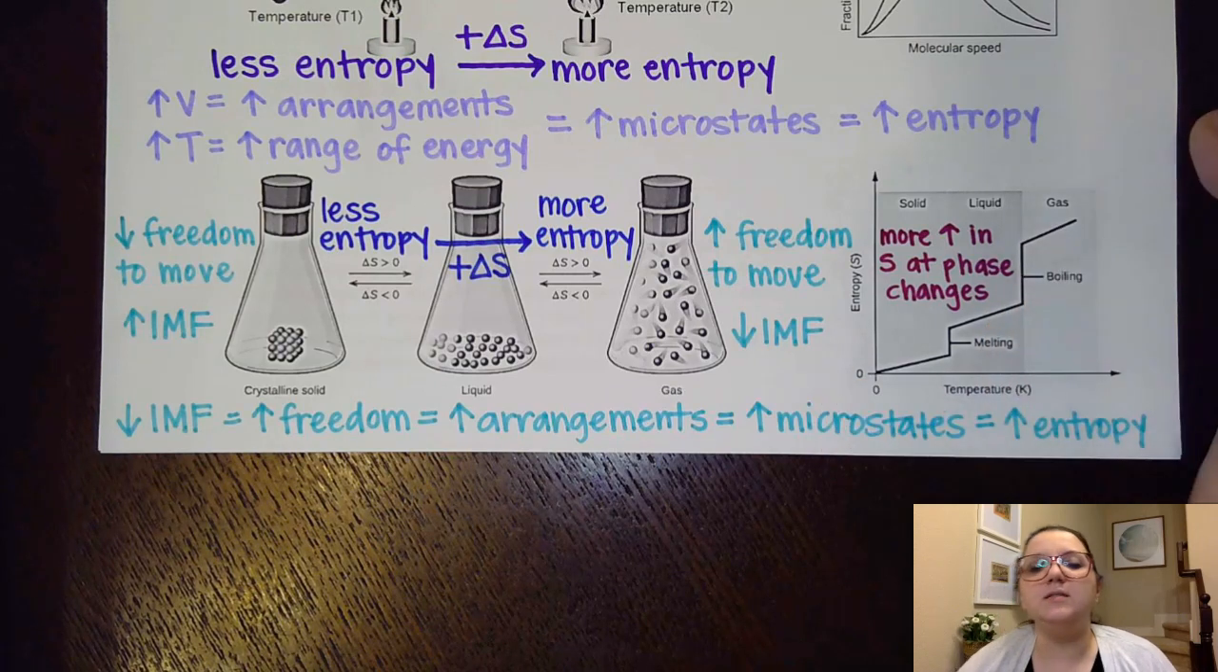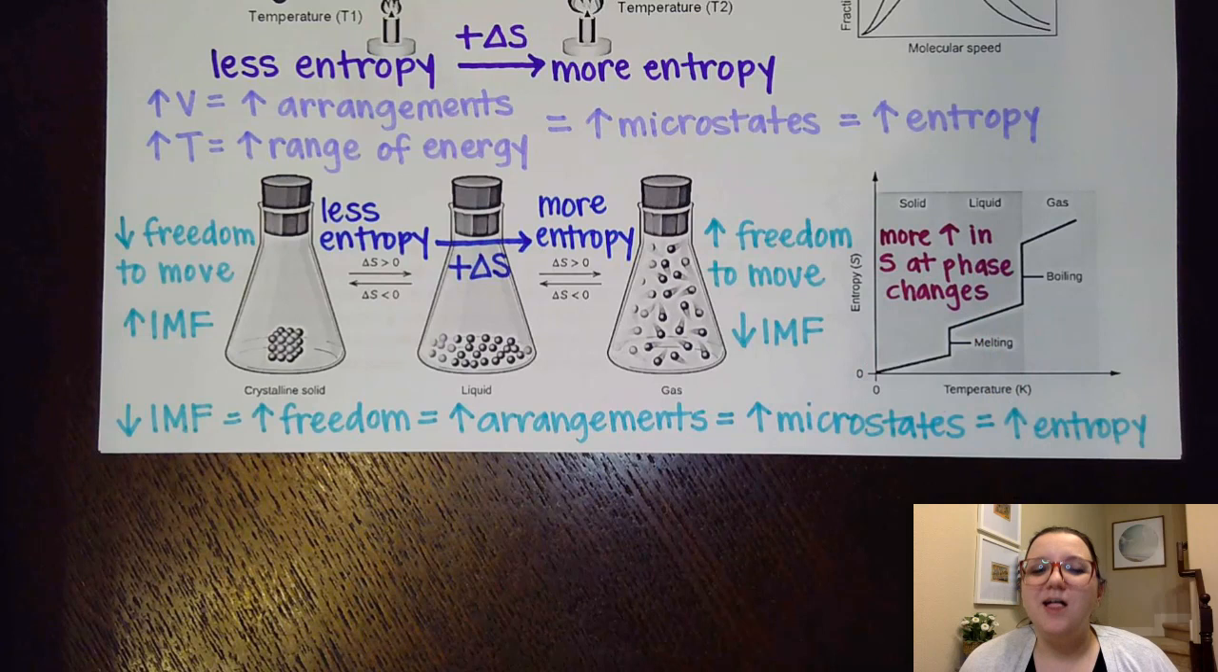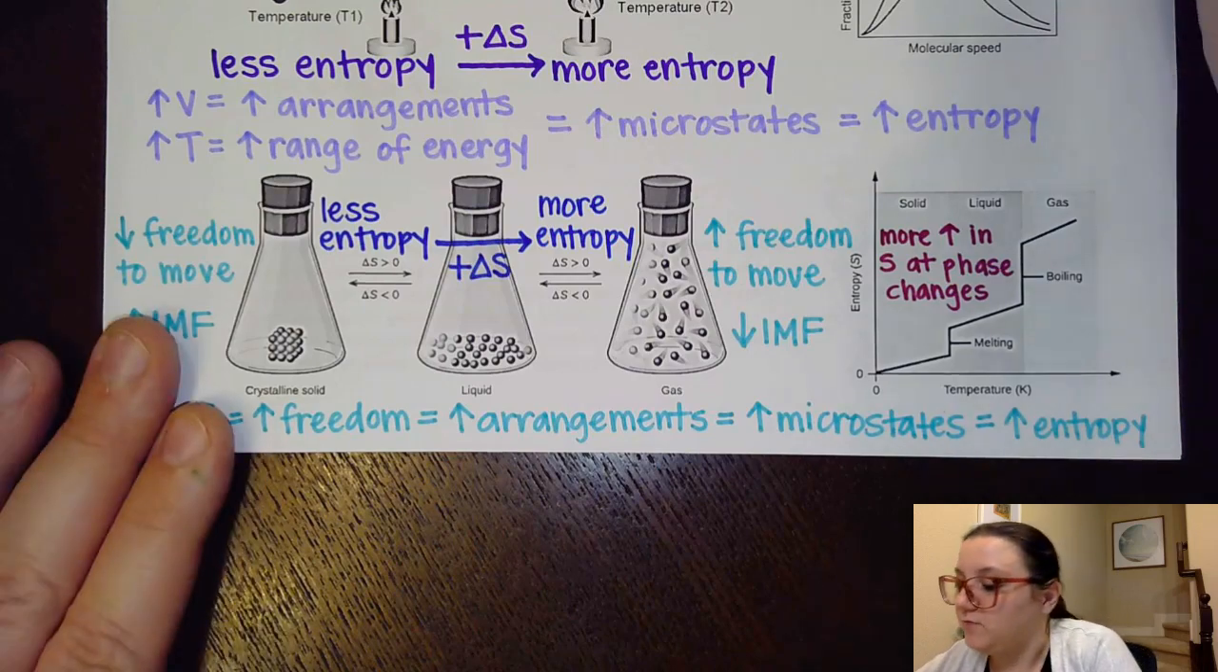So while entropy is increasing all along here, I see more increase in entropy at a phase change than I do if I'm just simply increasing temperature. So that's why I wanted to show you this, is that IMF changes have a much bigger role in changing entropy than just simply increasing the temperature. And that graph does a great job of showing that. All right, let's go ahead and flip to the next page.